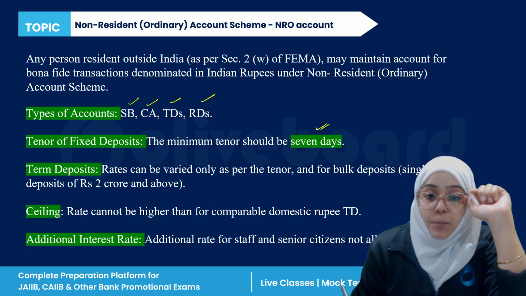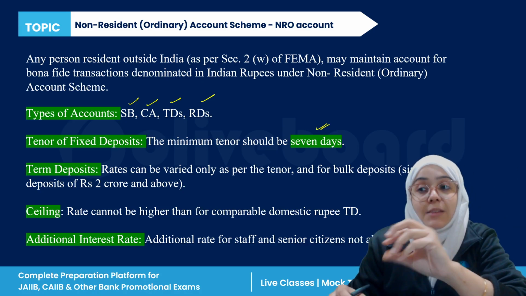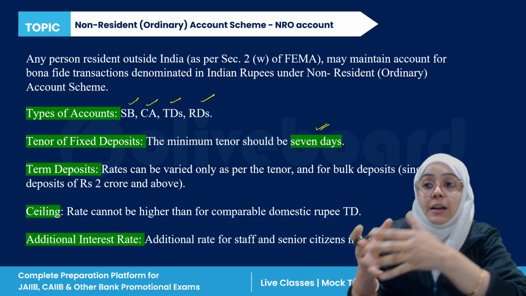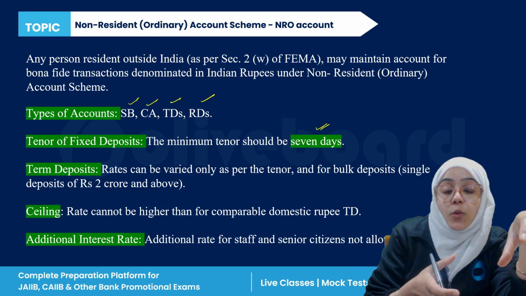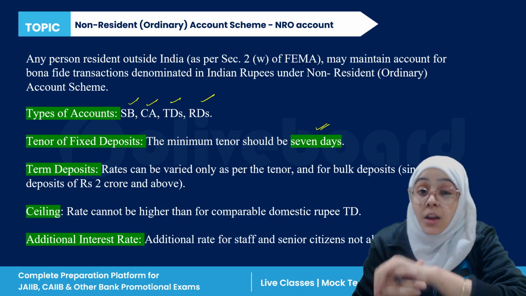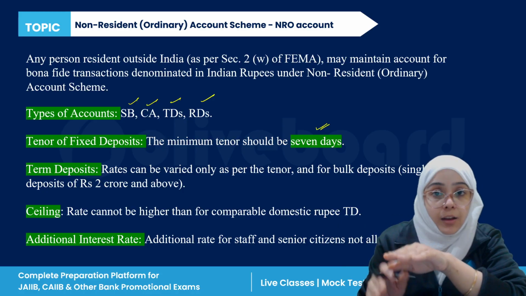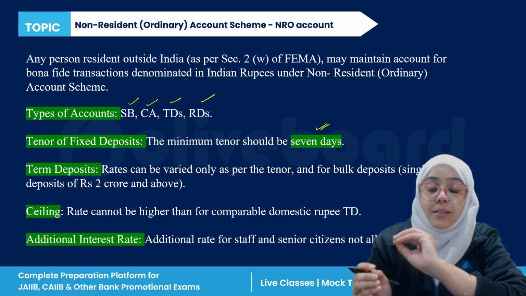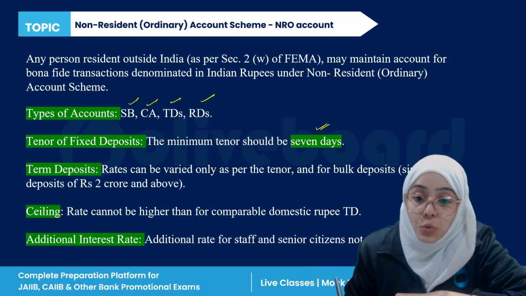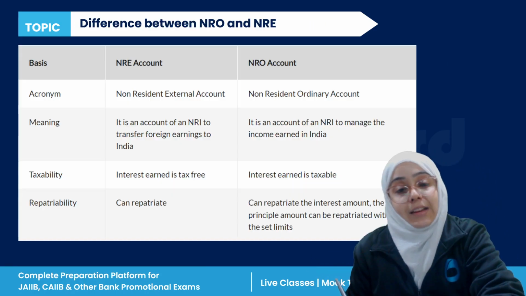Now, if we talk about term deposits, they are variable, right? Again, the same thing: it depends on the time period for which you have taken the FD, plus whether you have deposited a bulk FD of 2 crores and above or not. So this is the term deposit. Now, if we talk about the ceiling rate, rates cannot be higher than whatever is offered in the domestic market. Interest rate cannot be higher than that. Additional interest rate is not allowed here either, neither to staff nor to senior citizens.